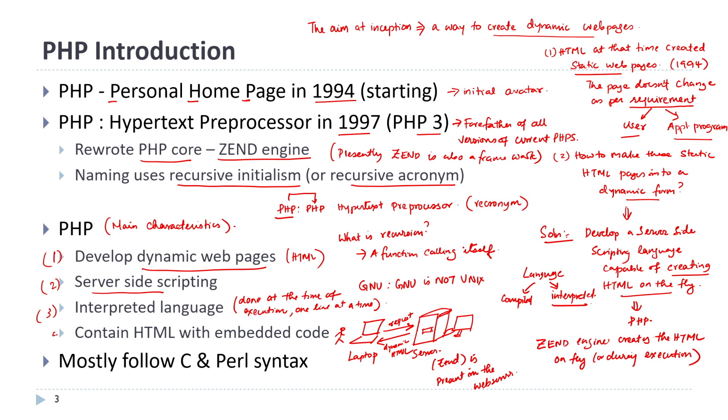The fourth point is that it can embed HTML in your code. That is the main part of it. And the last part is that it mostly follows C and Perl syntax. C is a compiled language and Perl is an interpreted language. So, it follows the syntax of both of these, but in reality it is an interpreted language. I hope you have a reasonably okay idea about this. So, now let us move forward.